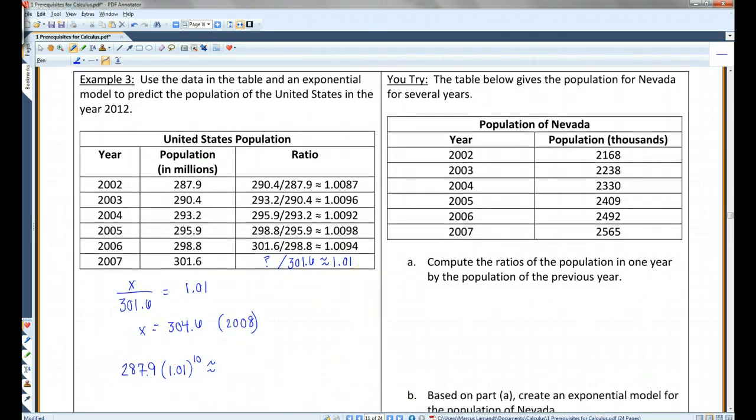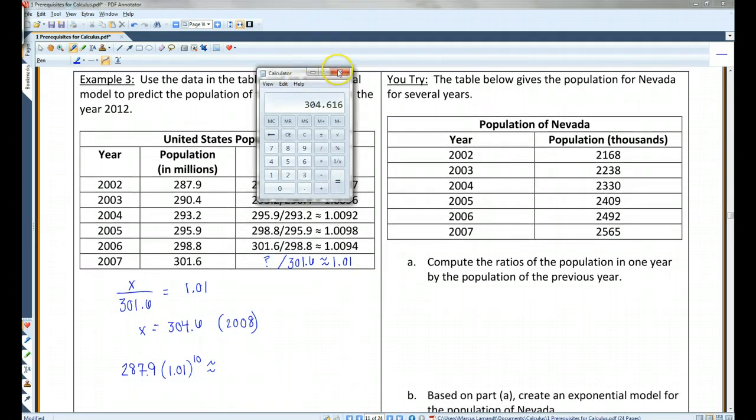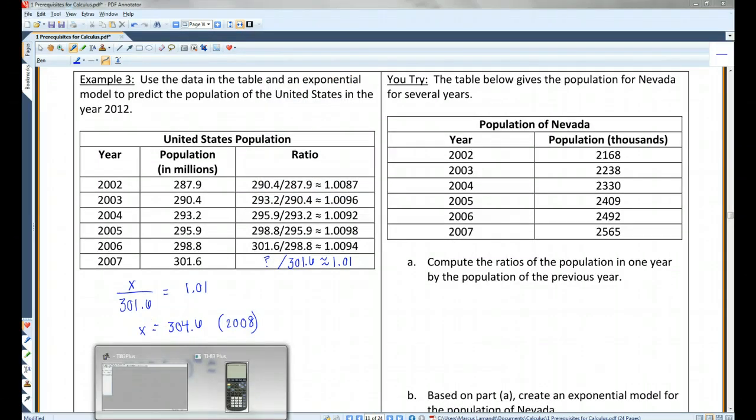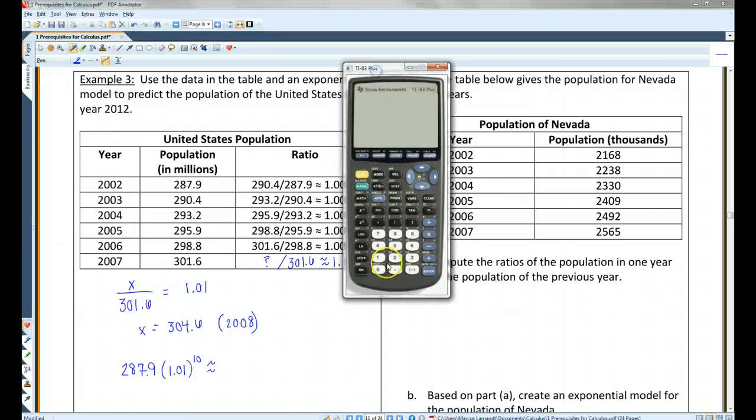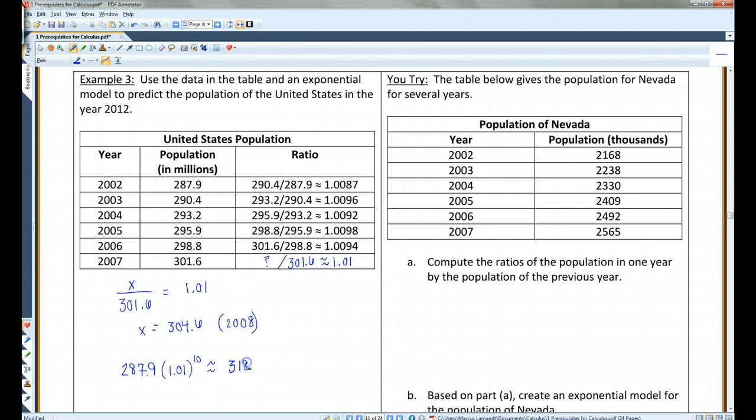Alright. I'm going to use the other calculator for this one. Alright, 1.01 to the 10th power gives us that, times 287.9. 318.02 million. And this is for 2012.